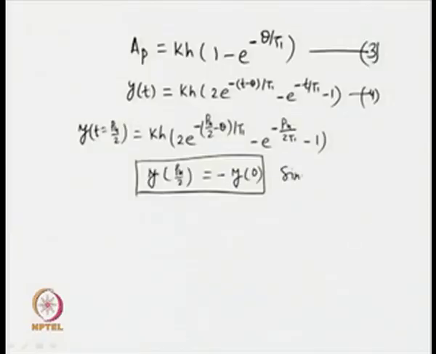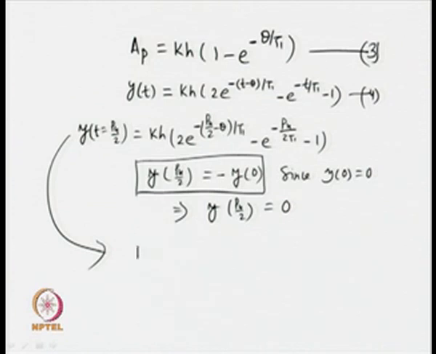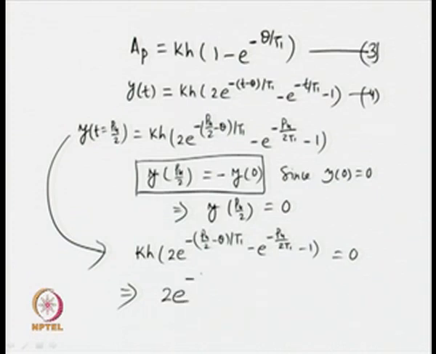Then, since y(0) is equal to 0, then y(Pu by 2) has to be also 0. So, setting y(Pu by 2) to 0, this gives us an equality of the form K h times 2 e to the power minus (Pu by 2 minus theta) by T1, minus e to the power minus Pu by 2 T1, minus 1 is equal to 0, which can be obtained in the form of 2 times e to the power minus (Pu by 2 minus theta) by T1, minus e to the power minus Pu by 2 T1, minus 1 is equal to 0. So, this expression is very important for us.